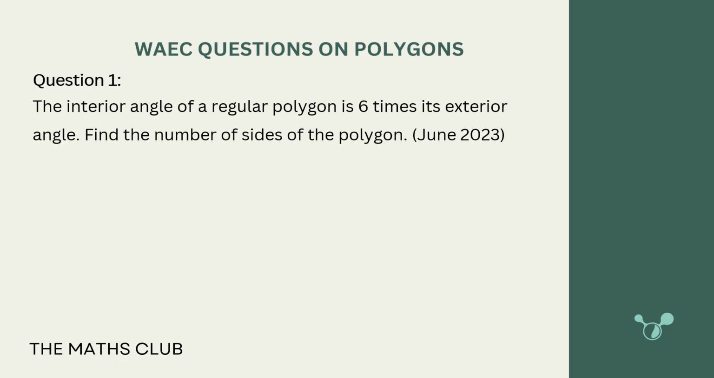Question 1 says that the interior angle of a regular polygon is 6 times its exterior angle. Find the number of sides of the polygon. Taken from June 2023. Let's solve it together.